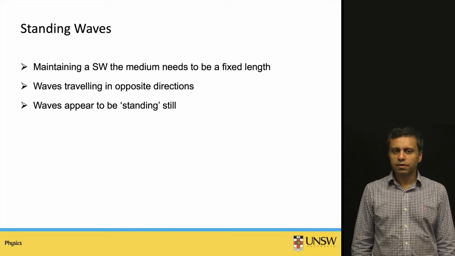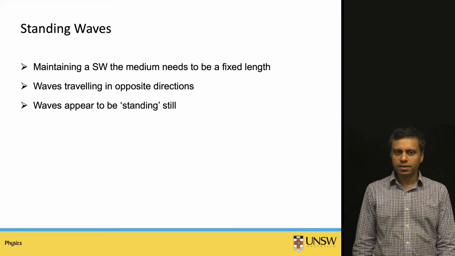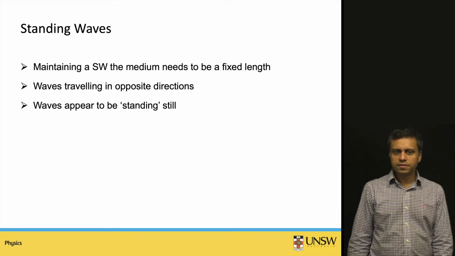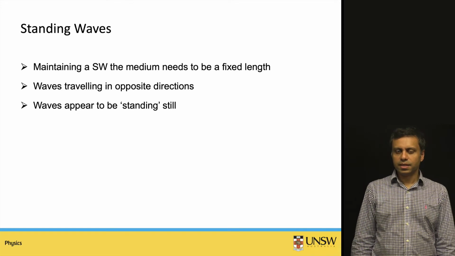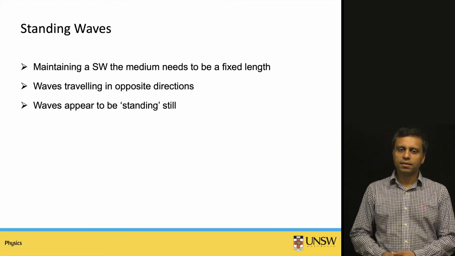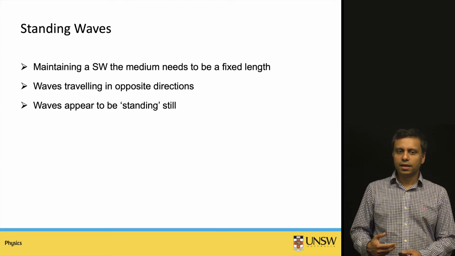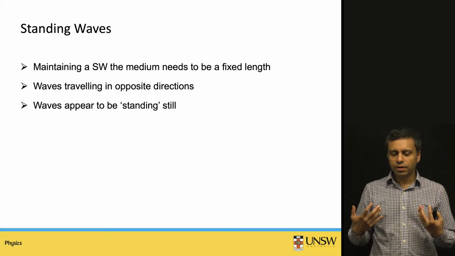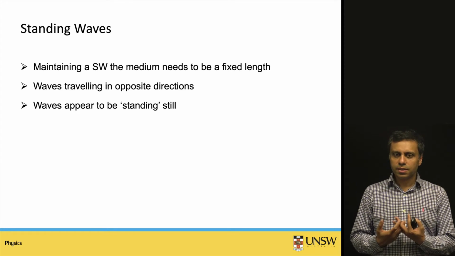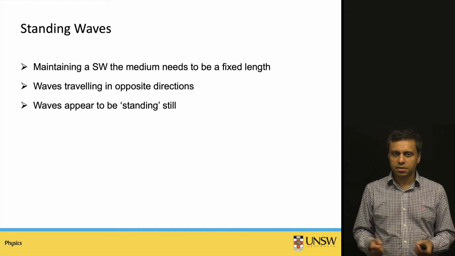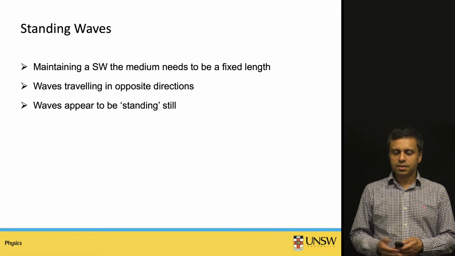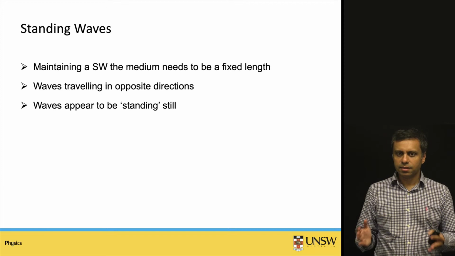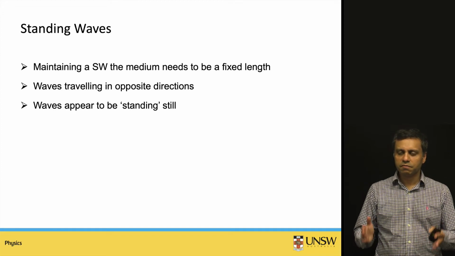Another interesting phenomenon that can happen when waves meet is the phenomenon of standing waves. Standing waves appear to be standing still. They don't appear to be propagating. They appear to be almost still. This happens when waves traveling in opposite directions interfere with each other under some boundary conditions, as we'll see soon. For a standing wave to form, the medium needs to be of a fixed length. The waves have to form within a fixed length.